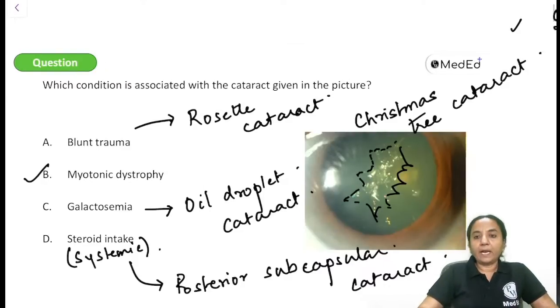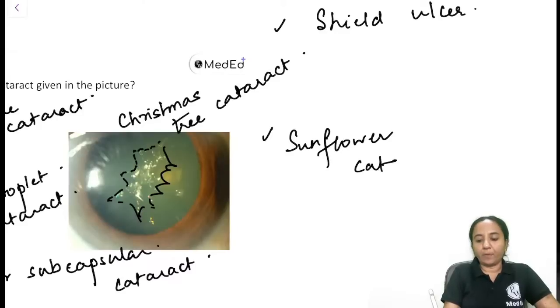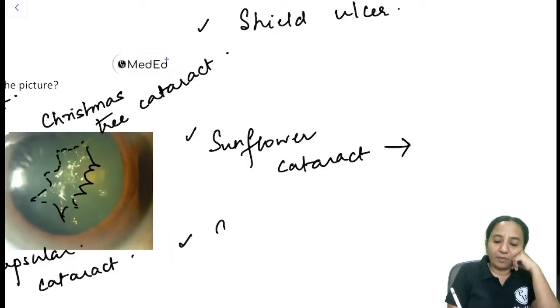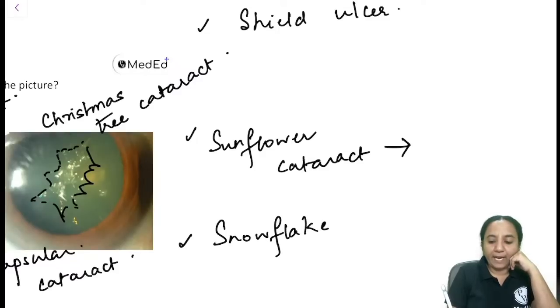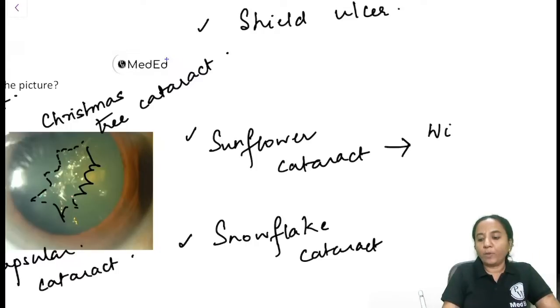Right? Now quickly a couple more. Two more important MCQs. Where do we get to see sunflower cataract? And where do we get to see snowflake cataract? Correct. Sunflower cataract is seen in Wilson's disease, which is due to the deposition of copper.